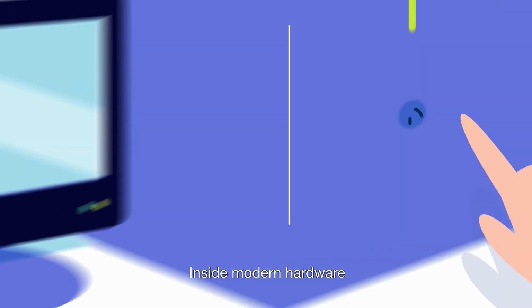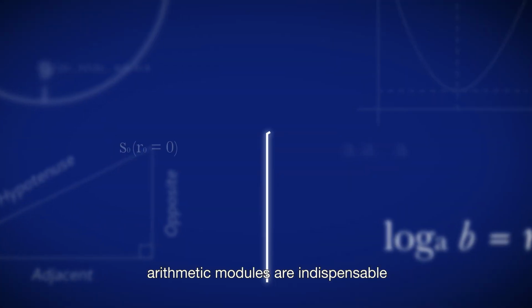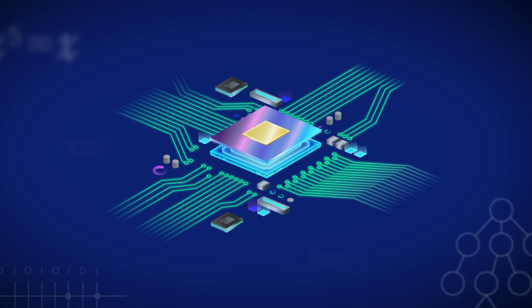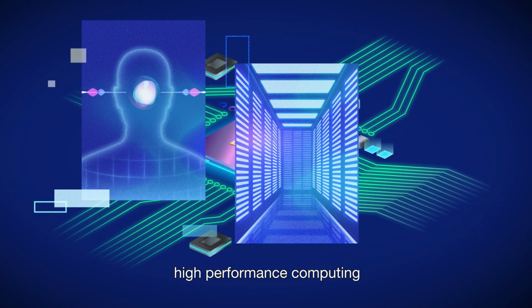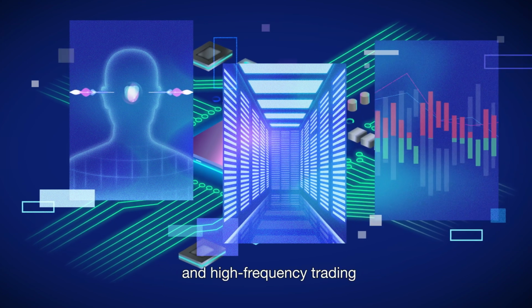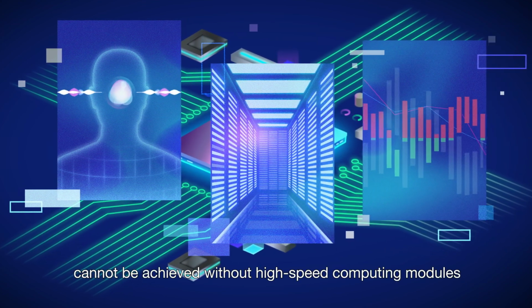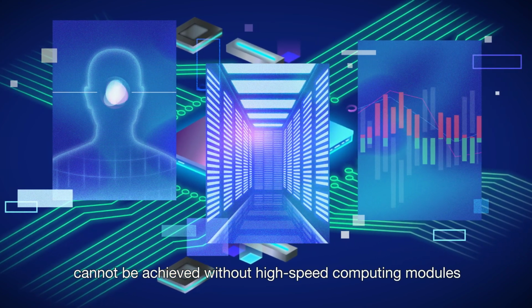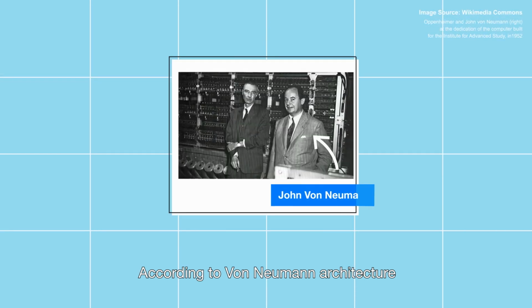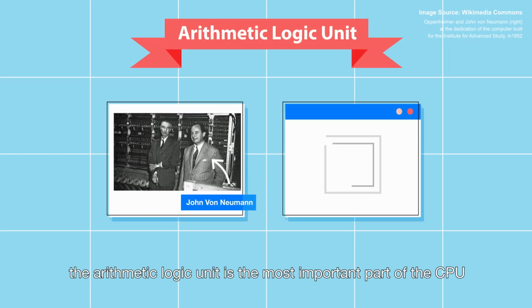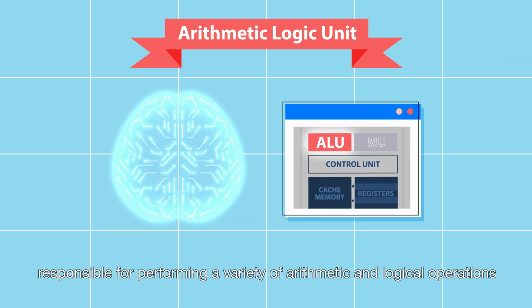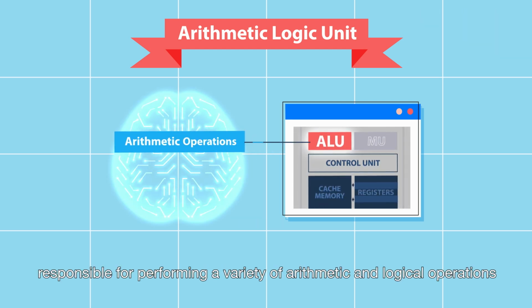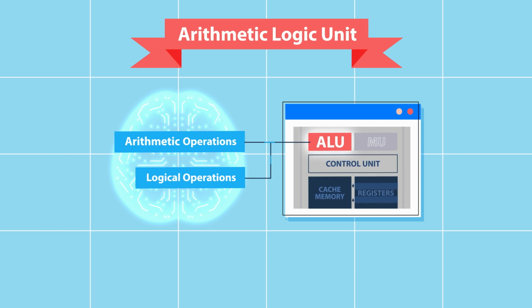Inside modern hardware, arithmetic modules are indispensable. Many applications such as artificial intelligence, high-performance computing, and high-frequency trading cannot be achieved without high-speed computing modules. According to von Neumann architecture, the arithmetic logic unit is the most important part of the CPU. It is the brain of the computer, responsible for performing a variety of arithmetic and logical operations.